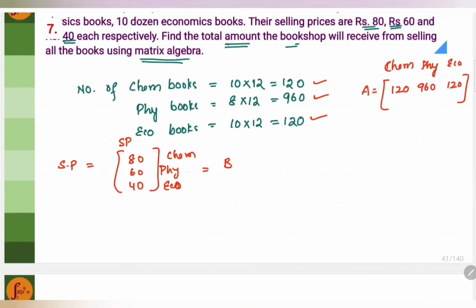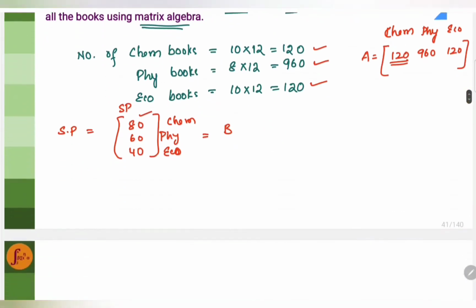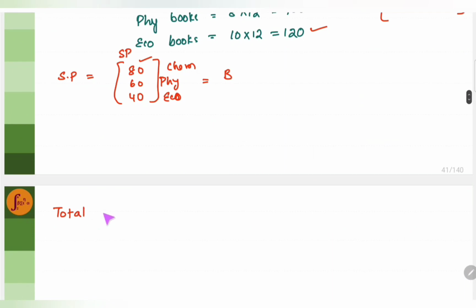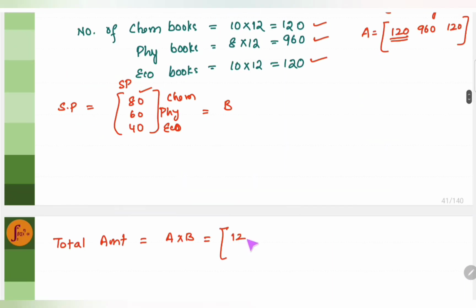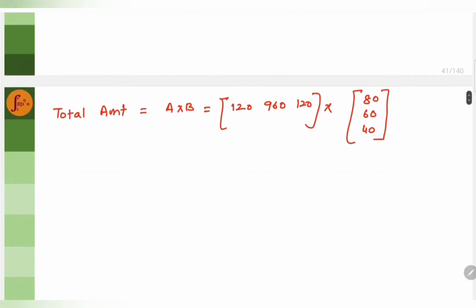Now if you have to find the total amount, then you have to multiply the number of books with its selling price. This is the number of books that they have in the shop. So they have to find the selling price, right? Total amount. So the total amount would be A into B. So that's going to be 120, 96, 120 into 80, 60, 40. So these two matrices we have to multiply. So we'll get A into B is equal to the order. What is the order? This is 1 by 3 and this is 3 by 1. So the final order is going to be 1 by 1.